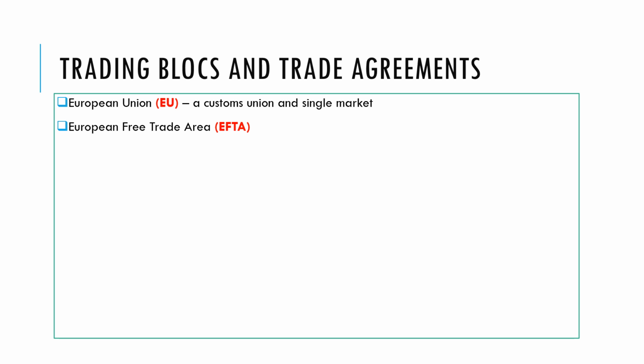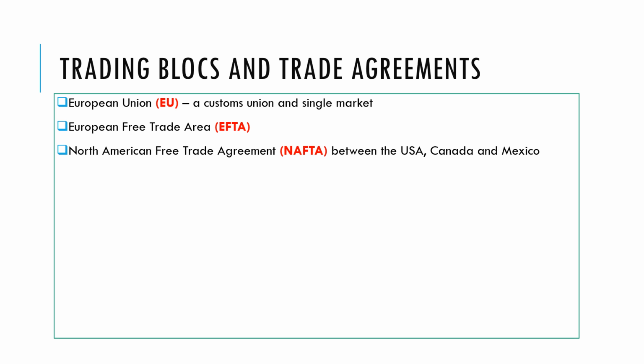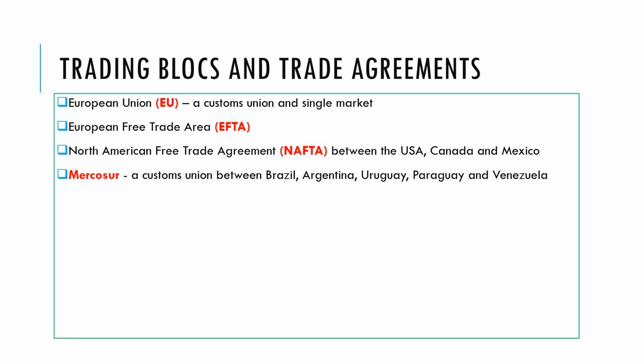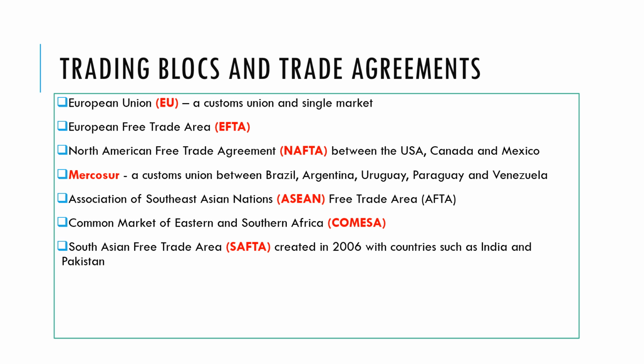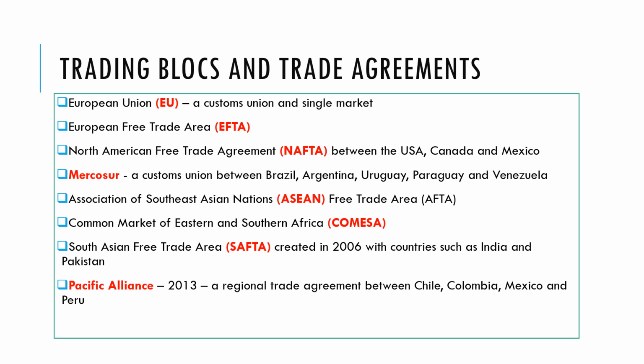The slightly wider European Free Trade Area, the North American NAFTA agreement. There is one in South America called Mercosur. There's one in Southeast Asia. We've got them in Southern Africa, South Asia, Central America, around the Pacific, and then lastly in the Caribbean. And these range from free trade areas to customs unions to common markets.